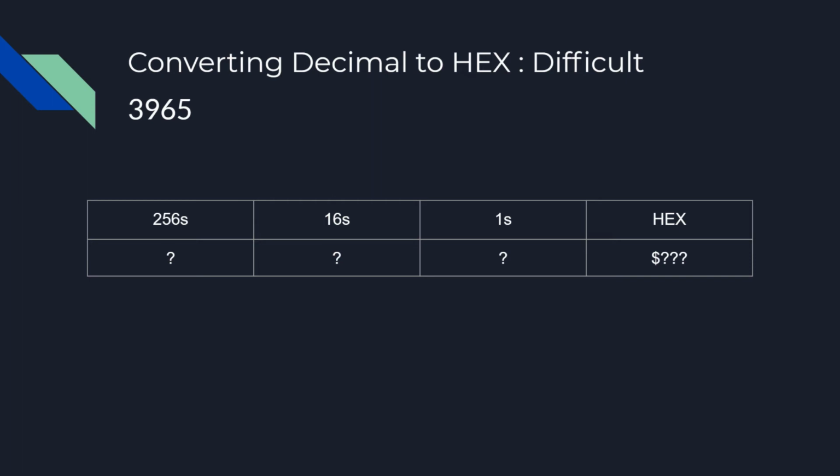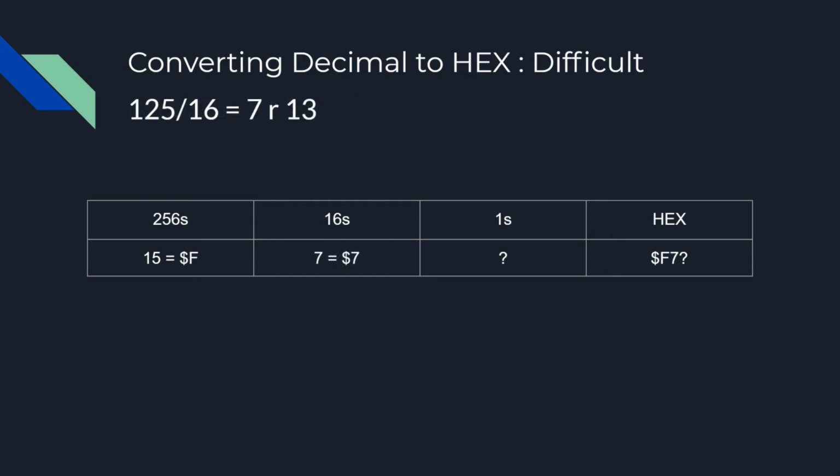We will choose 3,965. First, we divide by 256 to find out how many 256s are in this number, and we get 15, remainder 125. So we put F, which is 15, in our 256s place.